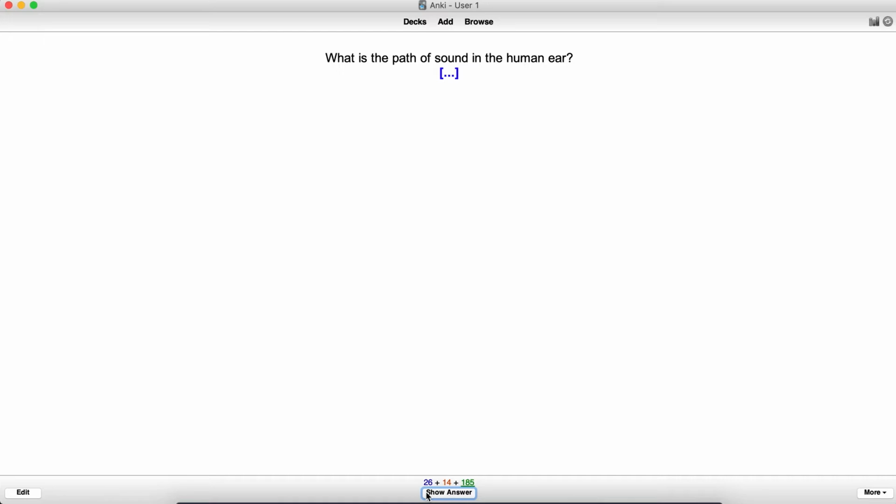What is the path of sound in the human ear? Pinna, which is the outer ear, then goes to the auditory canal, then goes to the tympanic membrane, which is the eardrum. Outer ear, auditory canal, and tympanic membrane.